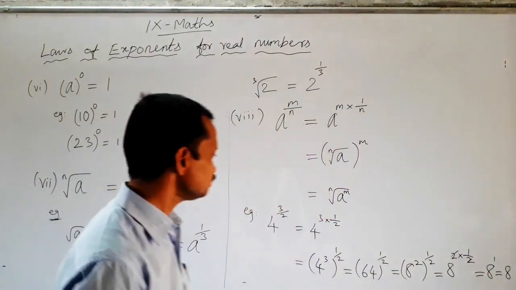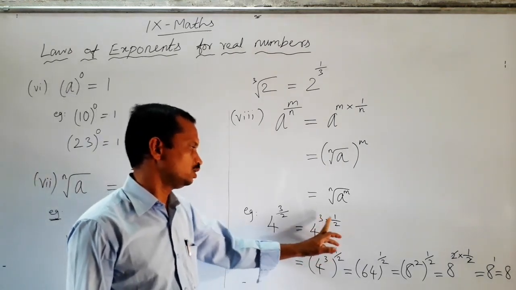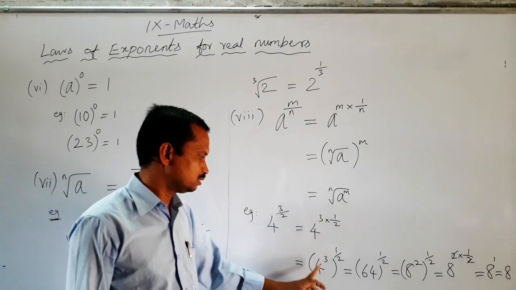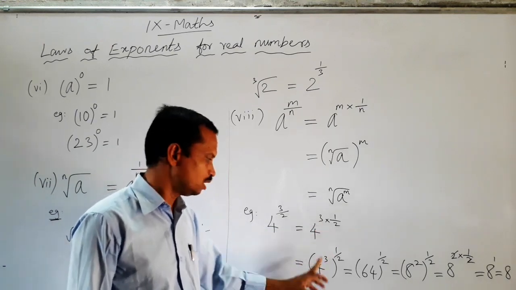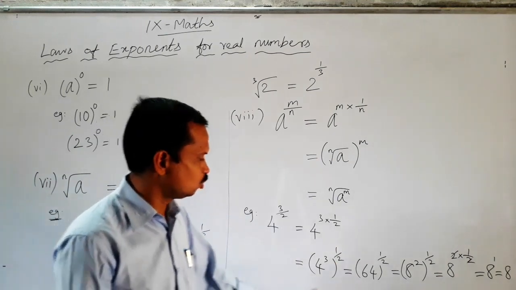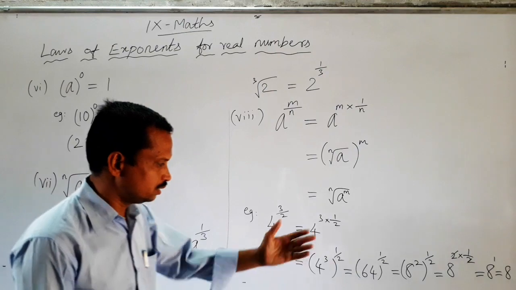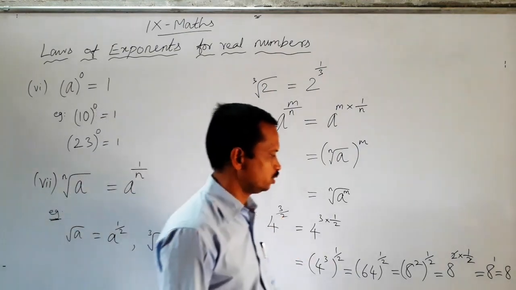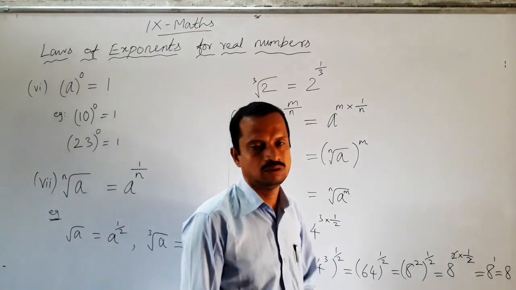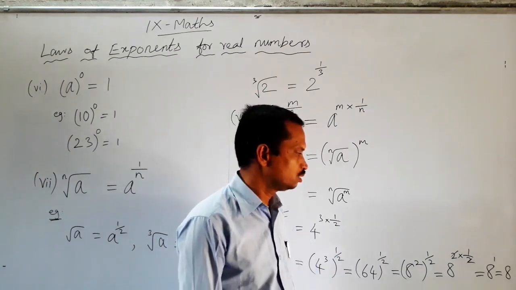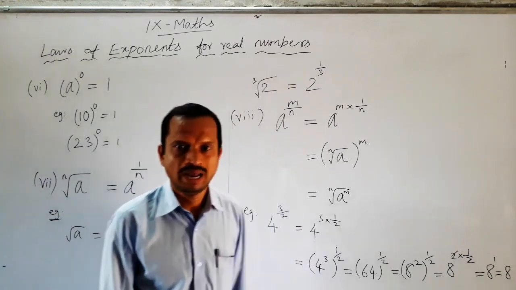Clear, children? So 4 power 3 by 2 is split as 4 power 3 into 1 by 2. You apply that power 3 to the base 4, cube, whole to the power 1 by 2. And 4 cube we can write as 64, again power 1 by 2. And 64 is 8 square, so 8 square whole power 1 by 2. So the exponents you multiply, 2 into 1 by 2. Then after cancellation you will get 8 power 1, which is nothing but 8.